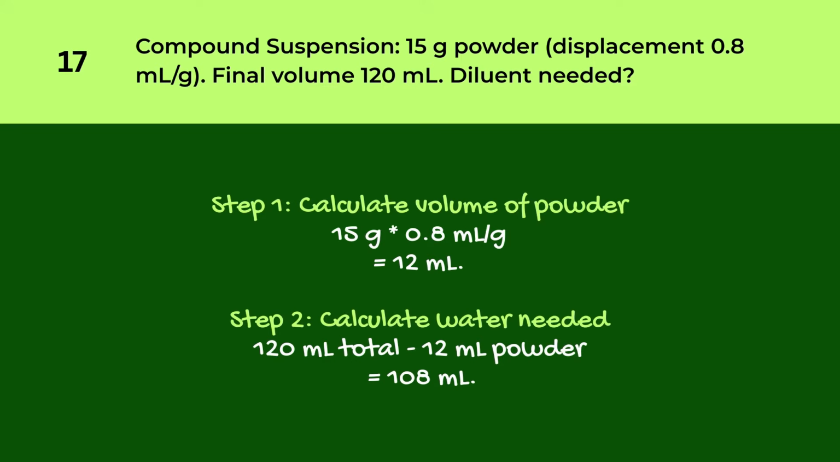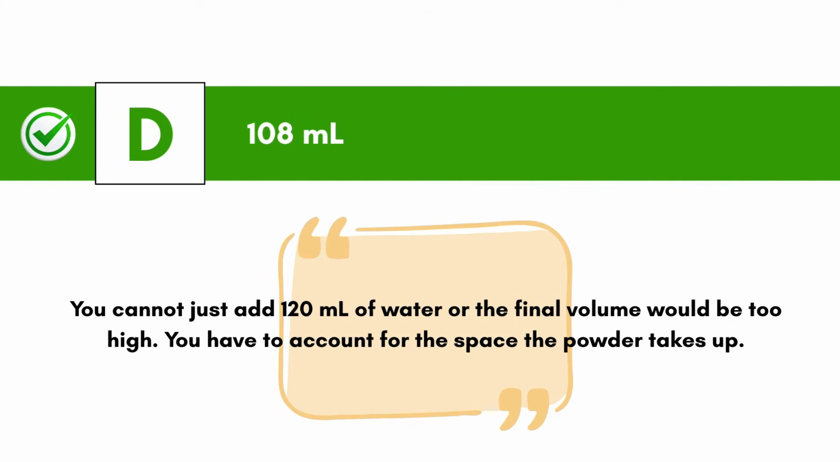Step 1 is calculating the volume occupied by the powder. We take 15 grams times 0.8 milliliters per gram, which equals 12 milliliters. Step 2 is finding the water needed. We take the total required volume of 120 milliliters and subtract the 12 milliliters taken up by the powder. Do that subtraction to find your answer. Correct. Option D is the right answer, 108 milliliters.